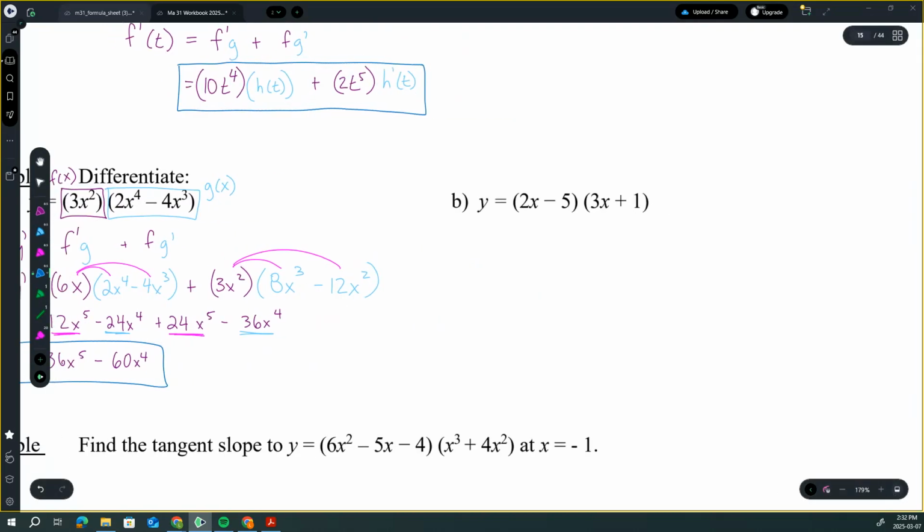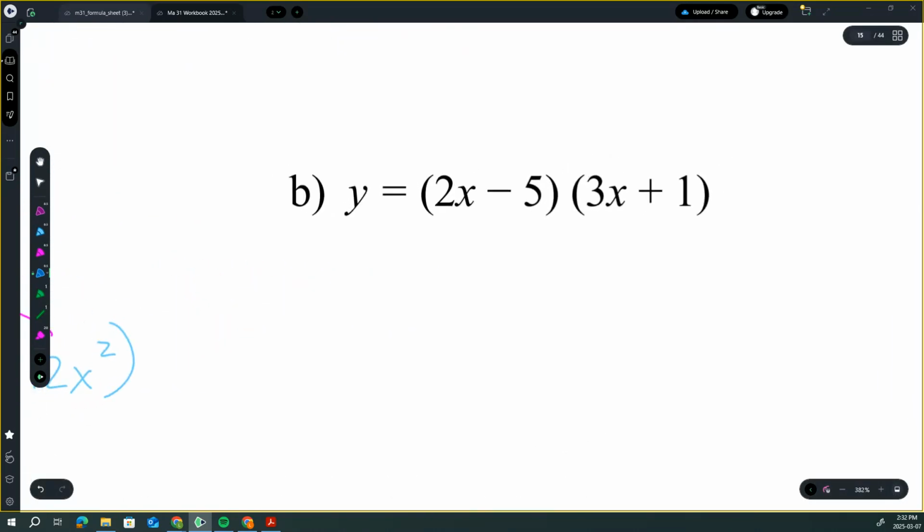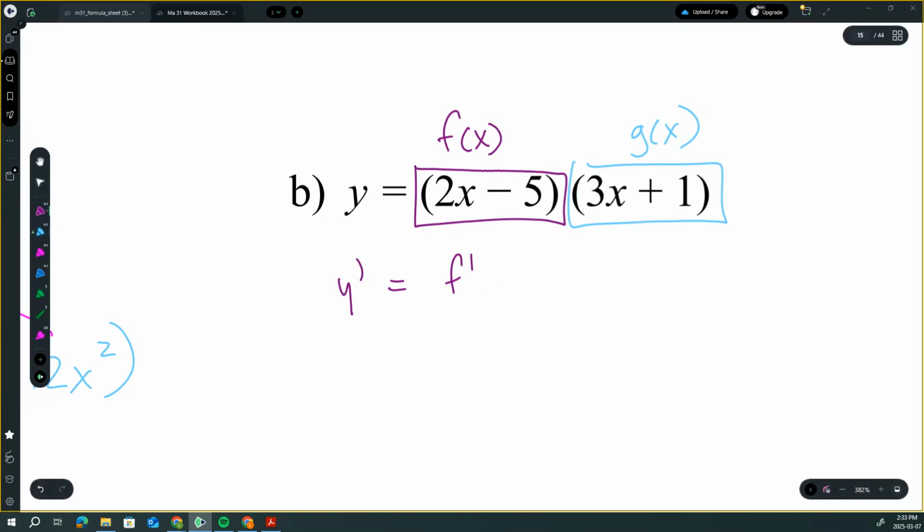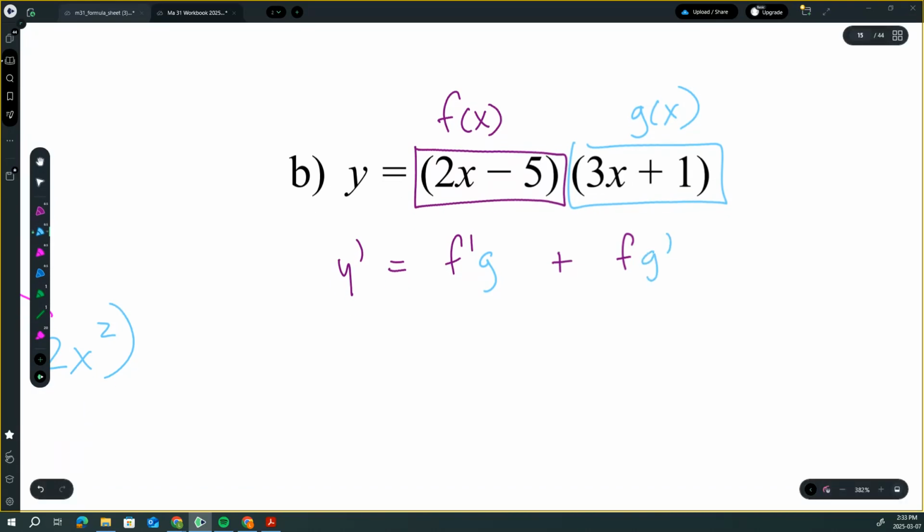Alrighty. Next one. So now we got two binomials. Okay. So again, I'm just going to label this just to make this easy to follow there. Okay, so I'm just labeling this f of x, g of x. Okay, just put it in my formula here. Oh, and I should color code that if I'm going to keep consistent. Plus f times g prime. Okie dokie.